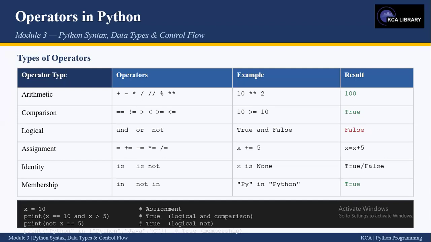And that is how they work. We have the operator types: arithmetic, comparison, logical, assignment, identity, membership. These are the examples and these are the results. So that's how we can use them.